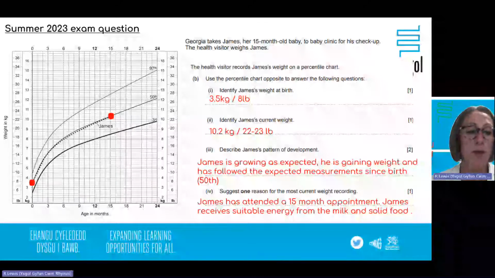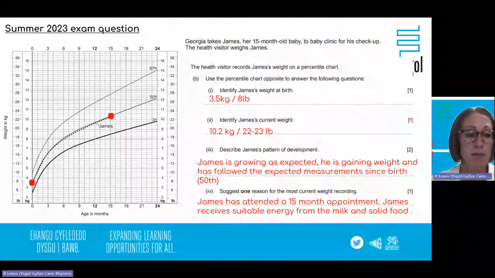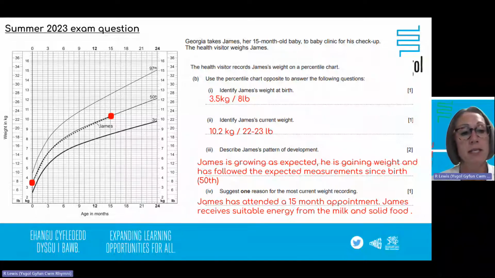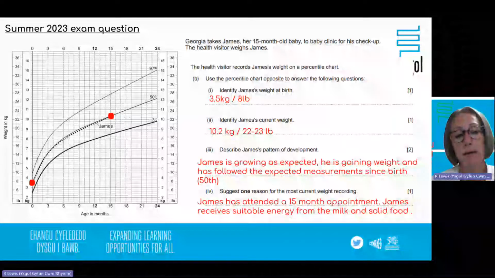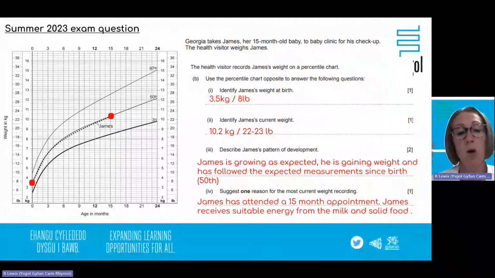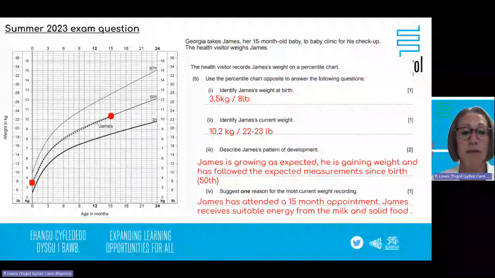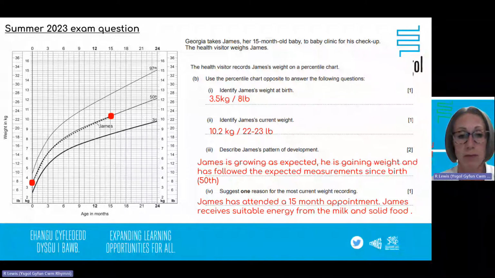measurements since birth. If you look at his mark where he was at birth, he was on the 50th percentile. 15 months later, he is still remaining consistent and following that percentile. Also, you could add he's bang in the middle of what we'd expect him to be. So, a very healthy 15-month-old baby.